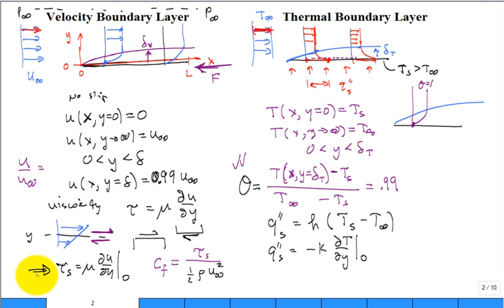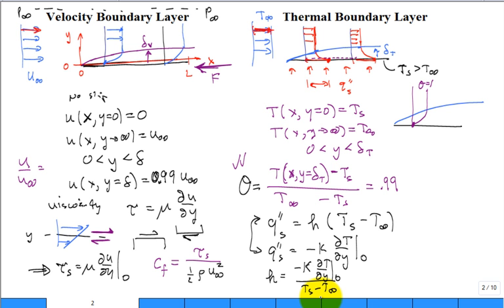This equation and that equation are combined to get rid of the Q double prime at the surface, and you get an equation for H. What is the equation for H? Well, it's the negative K times the rate of change of temperature with respect to the distance into the fluid evaluated at the surface, divided by Ts minus T infinity.